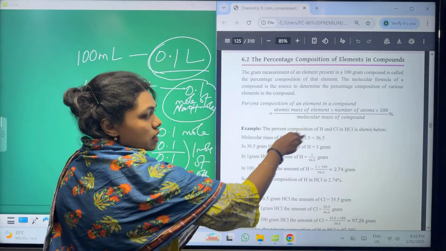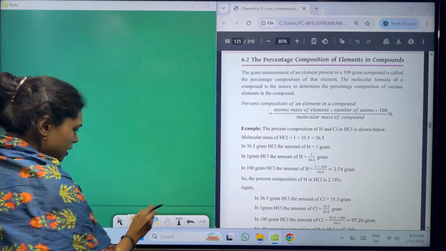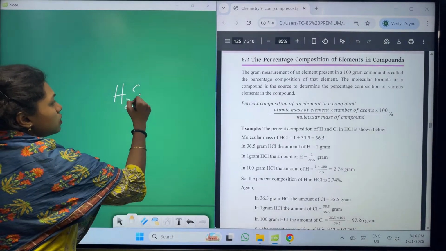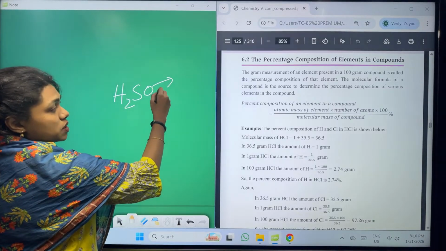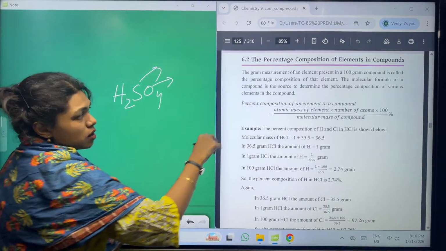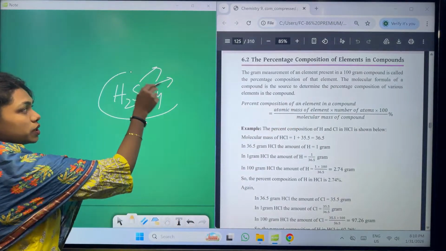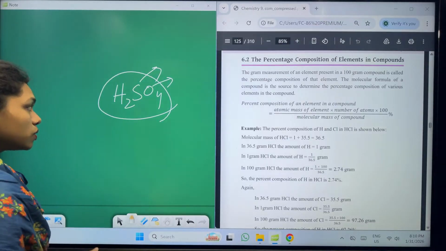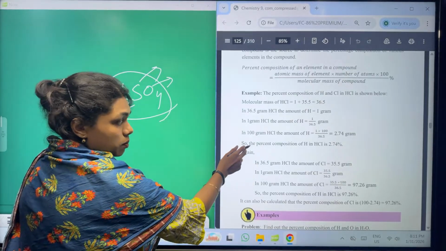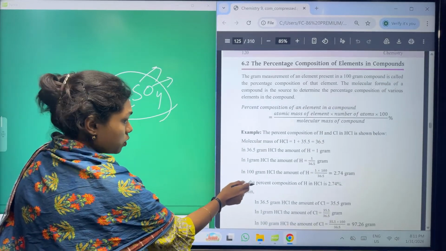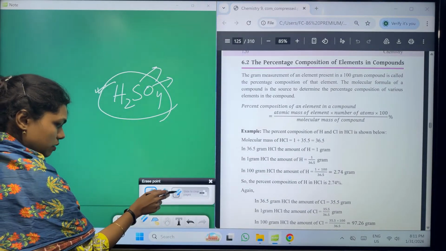Into the number of atoms, you can see this below that number, let's say H2SO4. So how many hydrogen atoms are here? 2, okay, because there's 2 here. How many oxygen atoms are here? 4. How many sulfur atoms are here? 1. Atomic mass of element, number of atoms into 100 divided by molecular mass, the total molecular mass of that compound, okay. So let us calculate H2SO4. In your book, HCl is given, so I'm not going to do it again. What I'm going to do is, I'm going to solve H2SO4, okay. So I'll do this slow because this is the first time you're doing it.